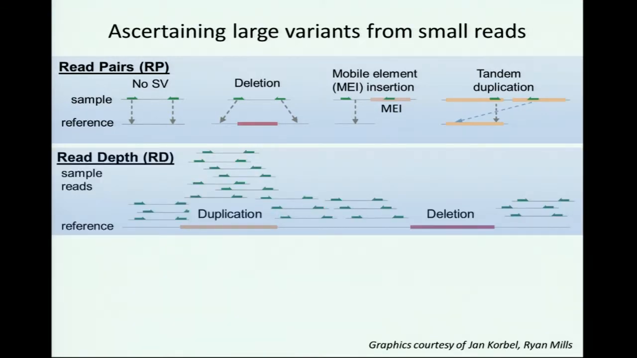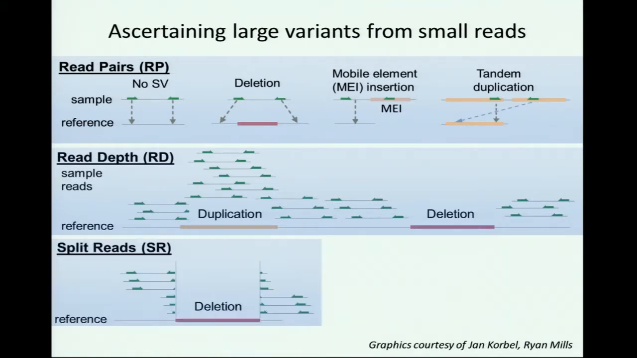The other thing you can do is you can just look at read depth. You just count how many reads land on a certain portion of the genome, and you look to see whether there's more reads than you would expect or less reads. There's noise and variability in the read depth, and it varies with GC, but you can use this signal also to help detect structural variation.